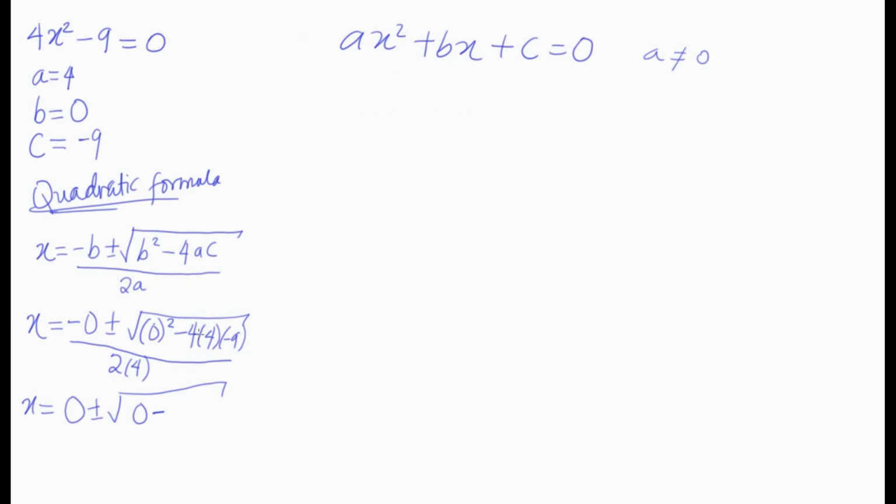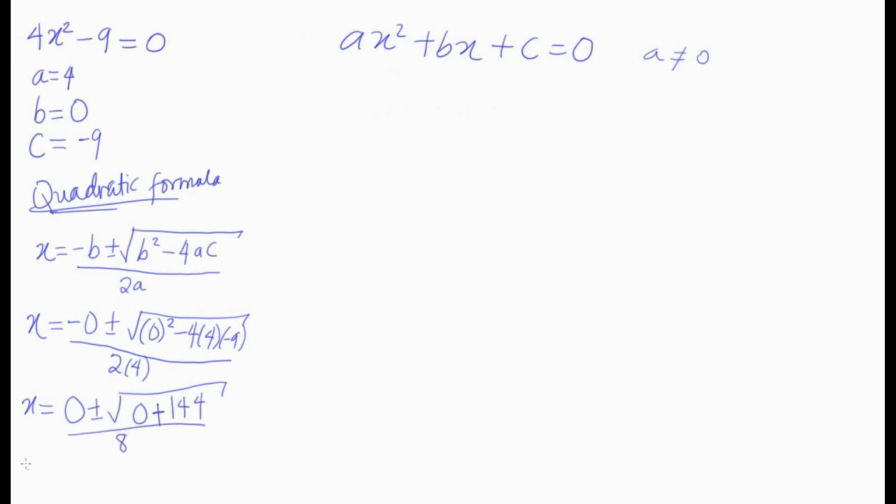Let me actually input that into my calculator. 4 times 4 is 16. 16 times -9 is basically positive 144, because this negative value and this negative value is going to make this whole multiplication become positive. So this is going to be positive 144 over 2 times 4 is 8.